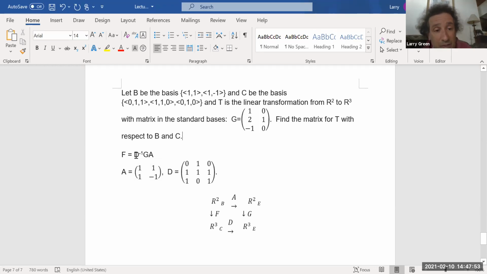Okay, and then what you do is you take D inverse times G times A. Symbolab is great for that. And you'll get a matrix. I'm not going to do it by hand. We're out of time anyway.